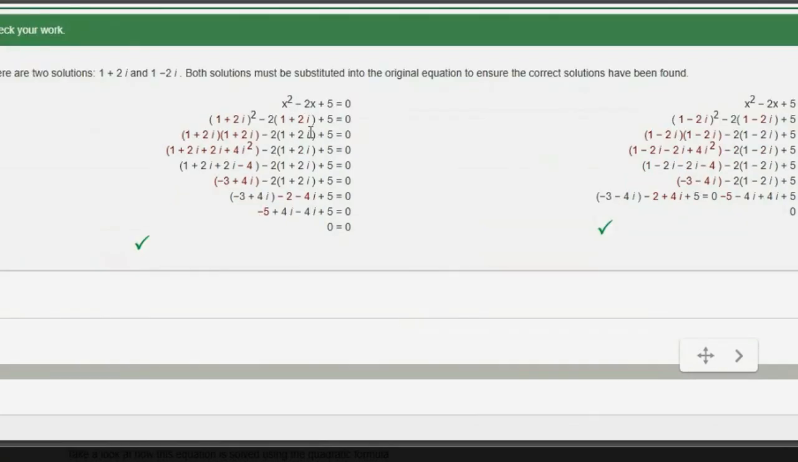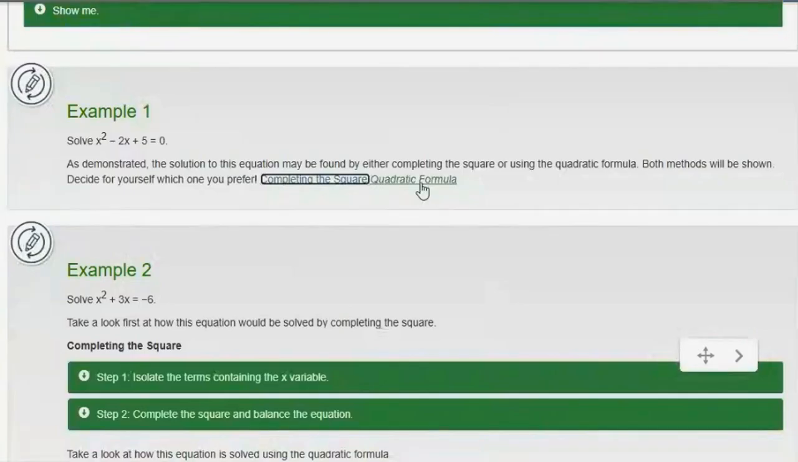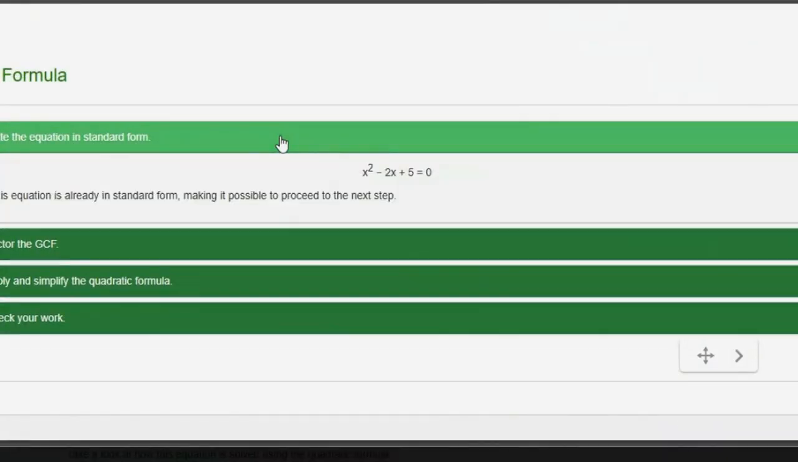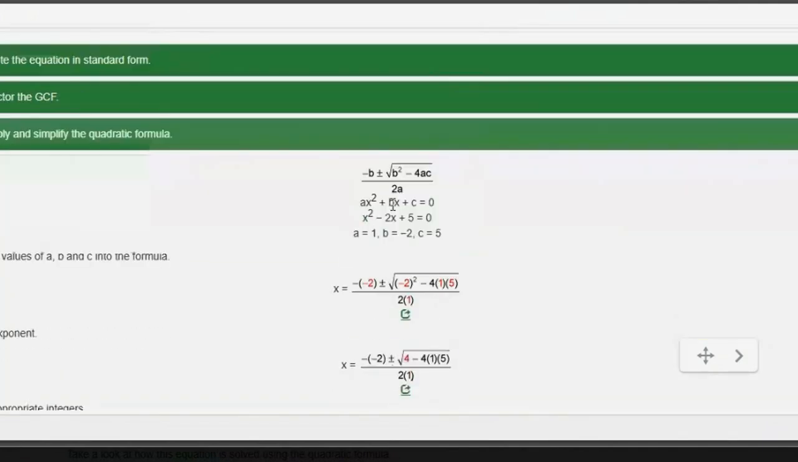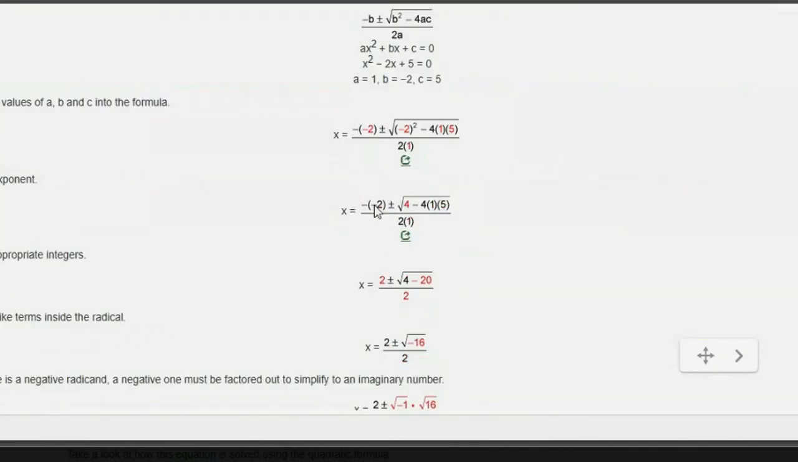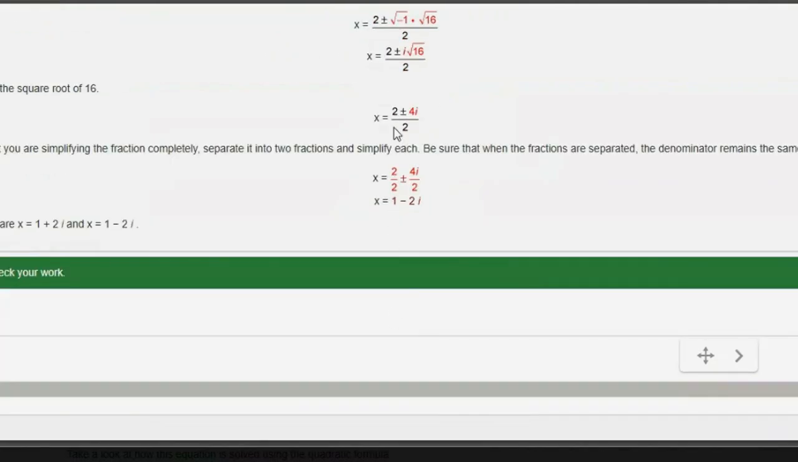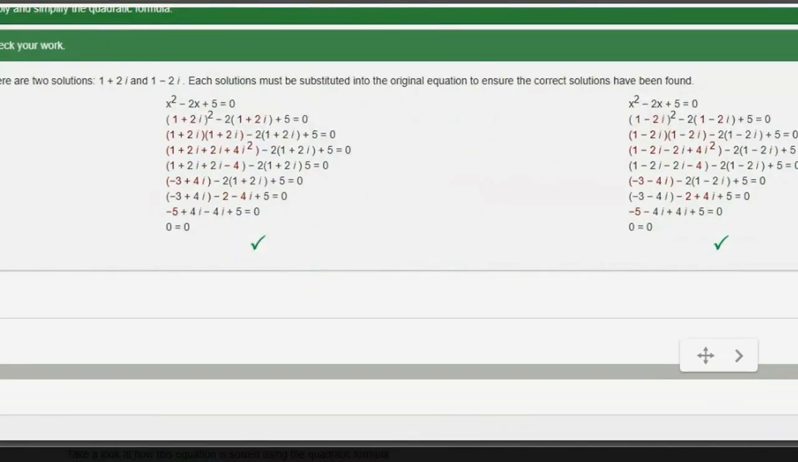And here's where they substitute those in. And yes, you can take 1 plus 2i squared minus 2 times 1 minus 2i plus 5. Solve it all down and get 0 equals 0. If you'd rather choose the quadratic formula, they also have that example. Write in standard form. Note that there's not a greatest common factor. Plug it into the quadratic formula. 1 plus or minus 2i. There it is, 1 plus or minus 2i. Again, same check.